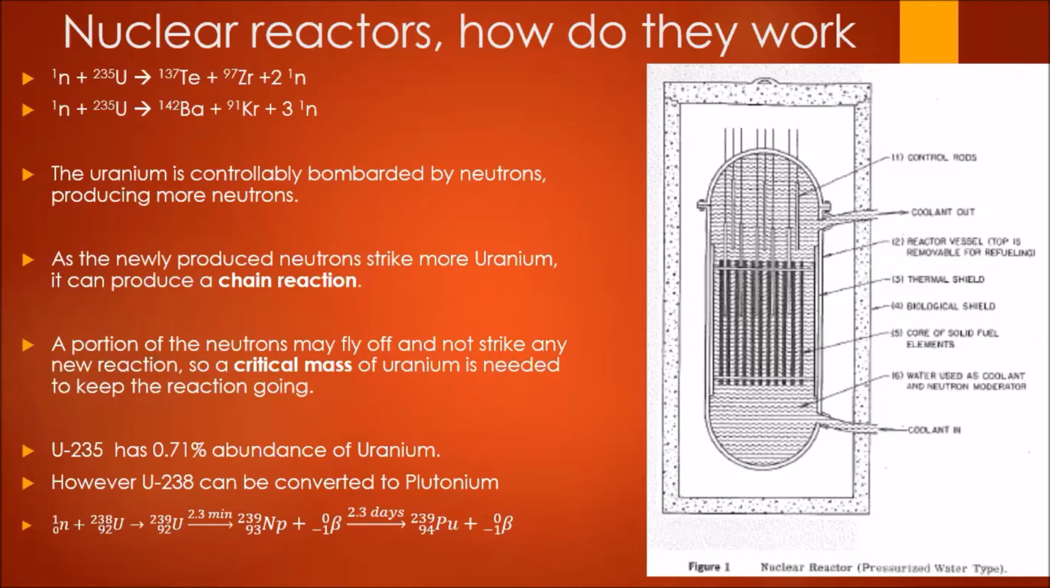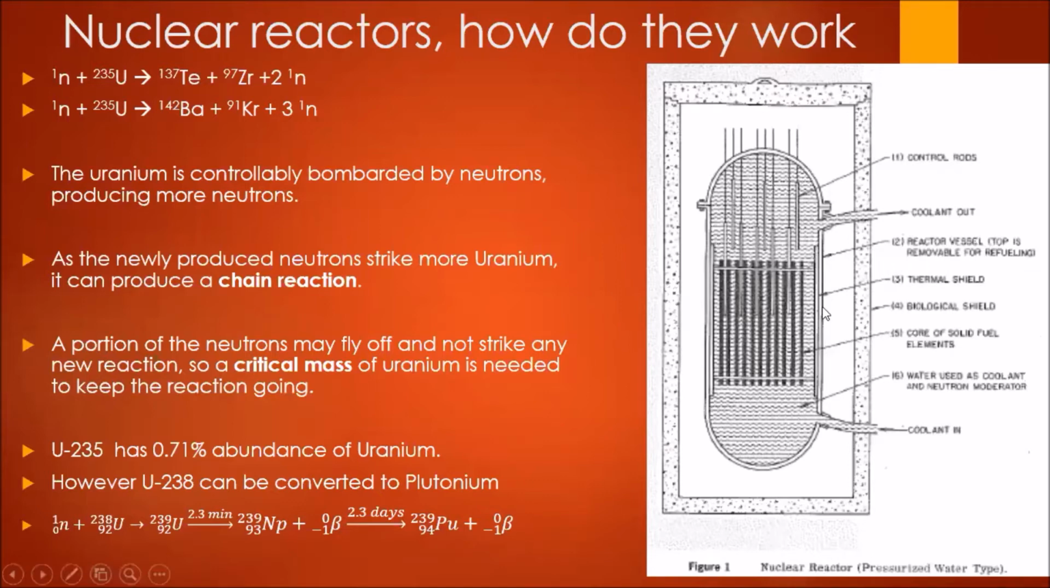However, by bombarding 238 with neutrons, we can convert it into plutonium, another type of radioactive material that can be used in reactors. So you bombard it with a neutron to form 239, which after a half-life of 2.3 minutes forms neptunium and a beta particle. Give it another 2.3 days, and it'll form plutonium and another beta particle. So it's shifting 2 elements to the right as it does so.